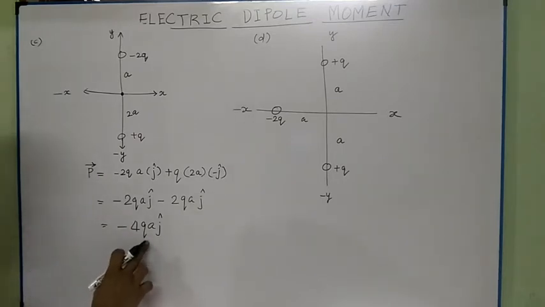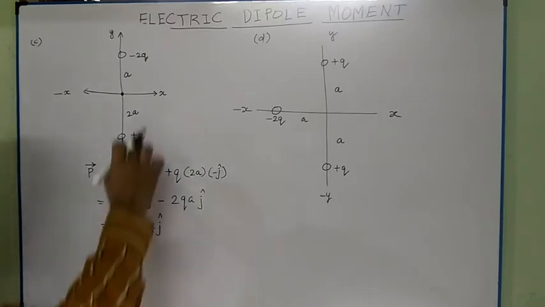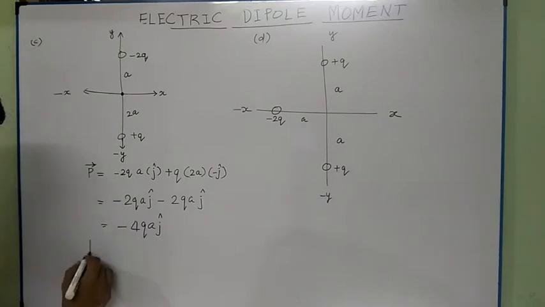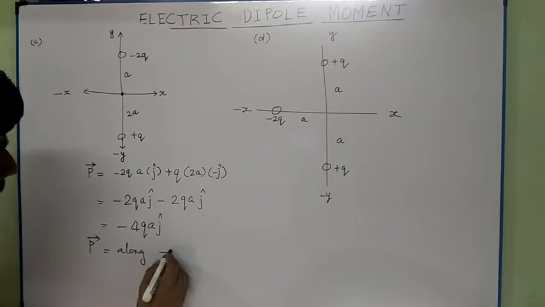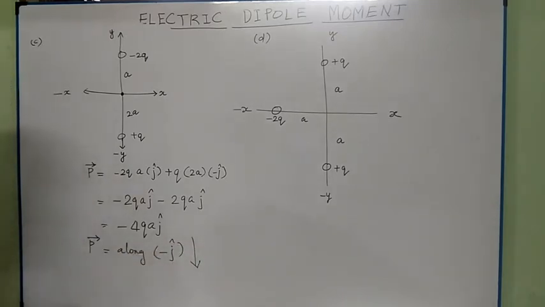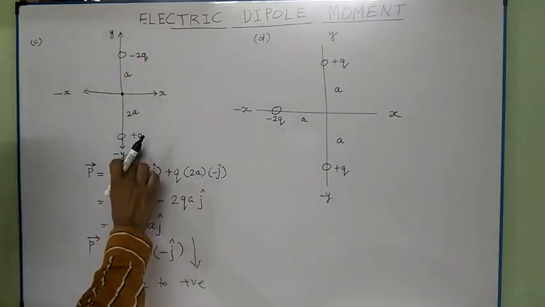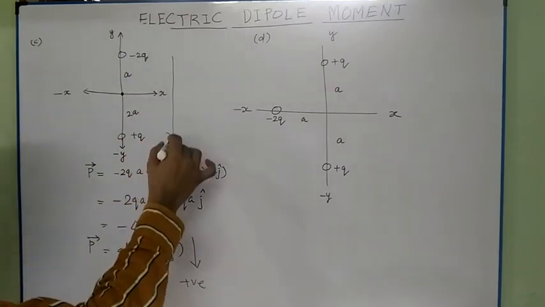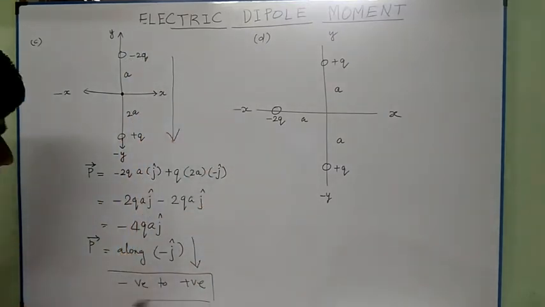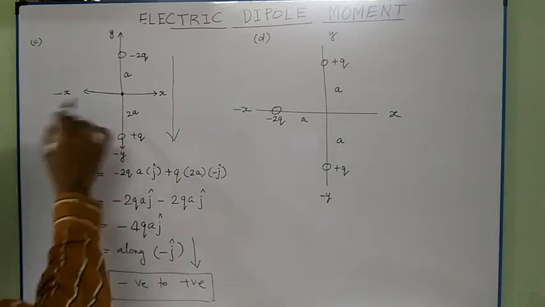So what is the direction of dipole moment here? The direction of the dipole moment is along minus j cap. It is downward direction. So the direction of dipole moment is along minus j cap. Minus j cap means downward. Already I told you the direction of dipole moment is always from negative to positive. See, this is the negative charge, this is the positive charge. So the direction of the dipole moment is from negative to positive. So this is the direction of dipole moment in this case 3.